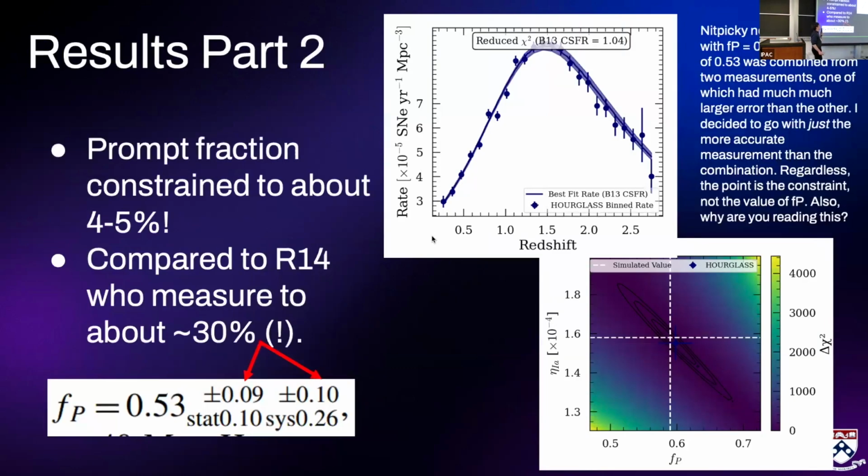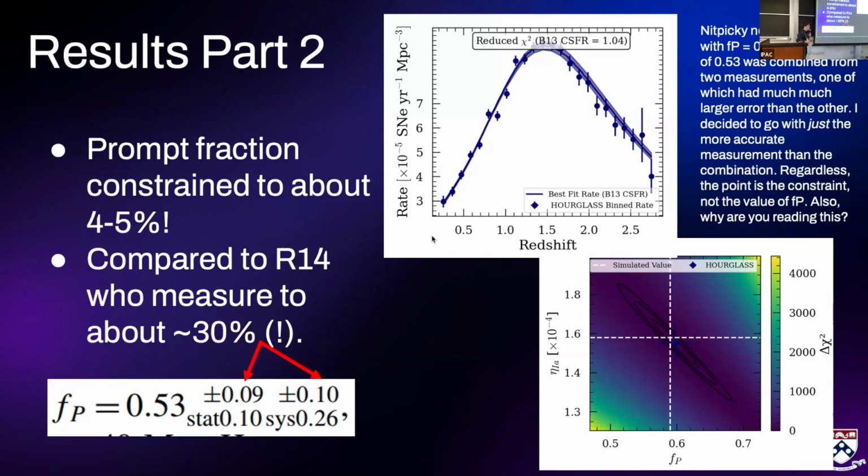So in this part, I did the same thing as before, but re-simulated using this new rate, using this toy delay time distribution model. And then I used our method to calculate the prompt fraction. And using only photometric data, we were able to constrain the prompt fraction to about 4 to 5%, which is really good, comparing to what Rodney et al. 2014 were able to do, which is constraining it to only about 30%. Both of these measurements include statistical and systematic uncertainty, by the way.